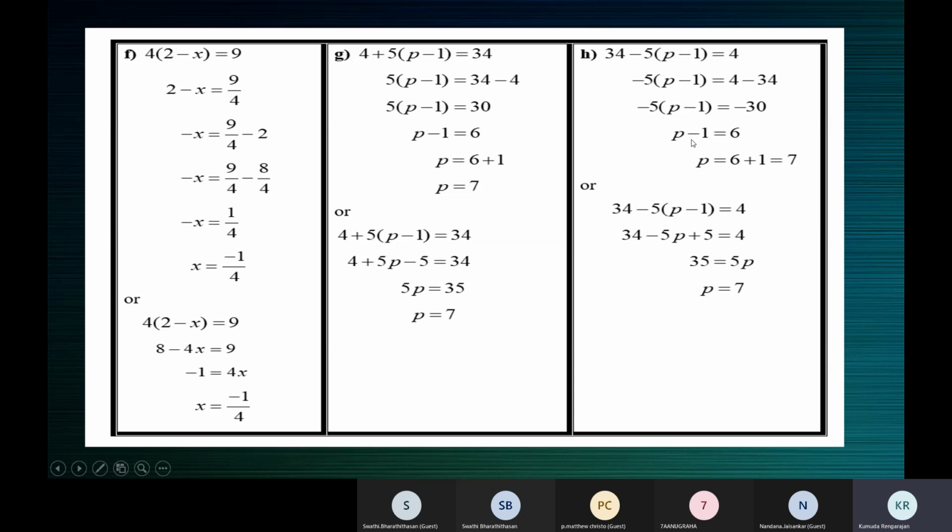Now what's the next step? What after that? Ma'am, p minus 1 is equal to 6. Yes. The minus 1 will be transposed to the RHS, ma'am. So it will be like 6 plus 1 is equal to 7, ma'am. So the solution of p will be 7, ma'am.